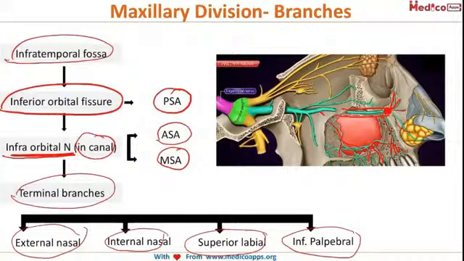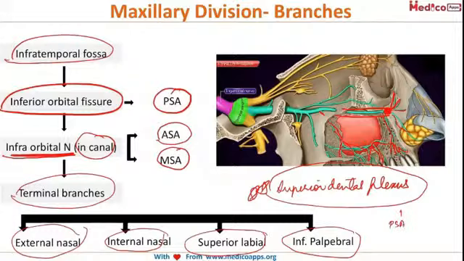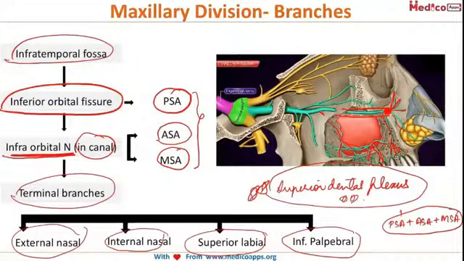Okay, so one thing you should remember is that there is something called the superior dental plexus. Remember this. Superior dental plexus is a plexus of nerves that supplies the upper teeth, and the mucosa associated with it. It is formed by the posterior superior alveolar, anterior superior alveolar and middle superior alveolar nerves. So all of these together form a plexus, that is the superior dental plexus, and supply the upper teeth. So these three nerves together form the superior dental plexus.